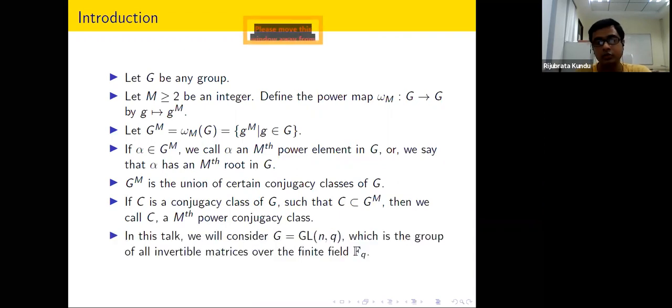Now we specialize to G equal to GLNQ, which is the group of all invertible n cross n matrices over the finite field FQ, the field with Q elements. Q has to be a prime power, of course. From now on we will consider G equal to GLNQ. That explains the title: the powers in GLNQ, the set of mth powers.